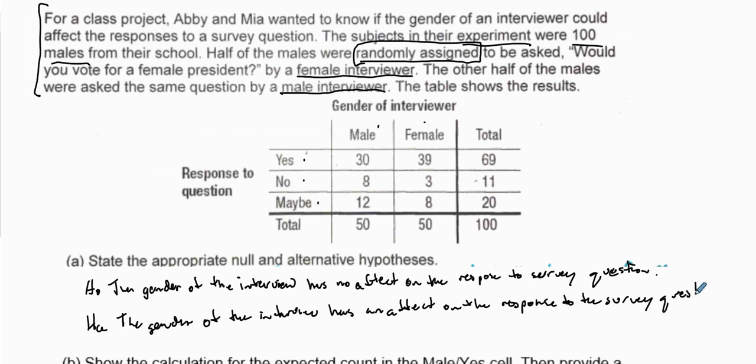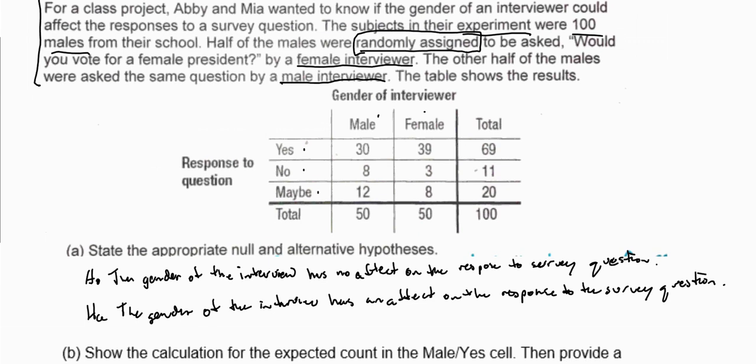And that is what we are looking for. So when we talk about this, we have an experiment. There are two different samples. A sample where males are interviewed by males, so I'll just say it right here, sample number one, and then we have another sample, sample number two, in which males are being interviewed by females.